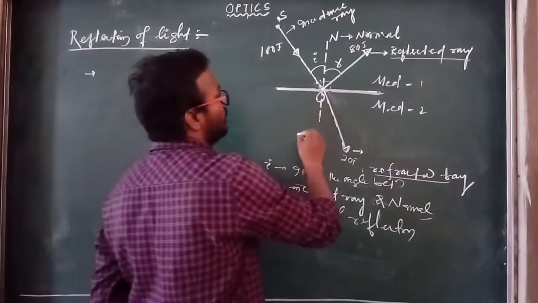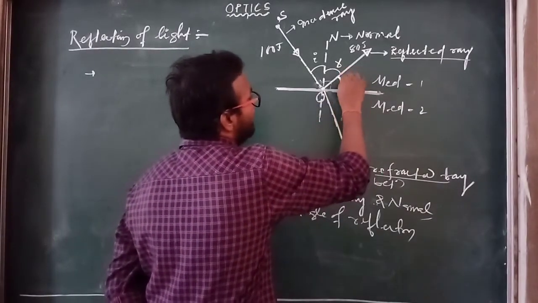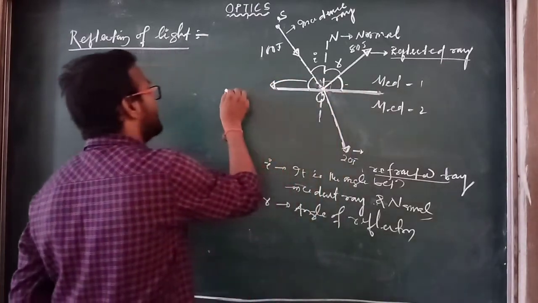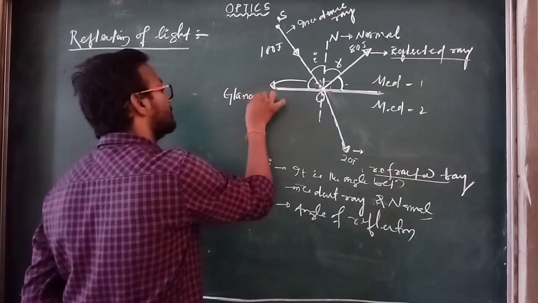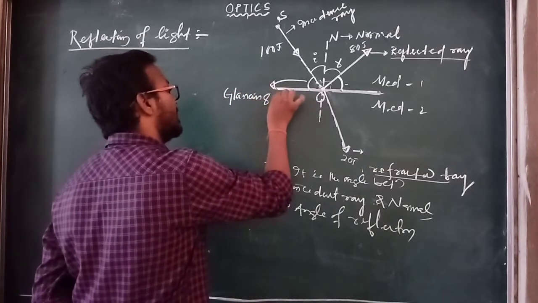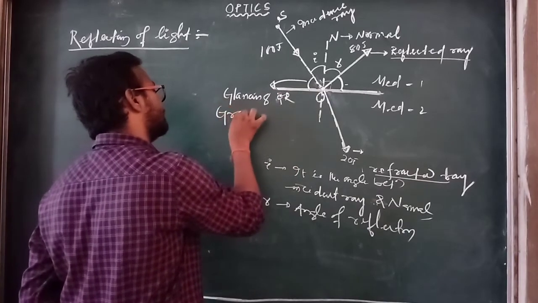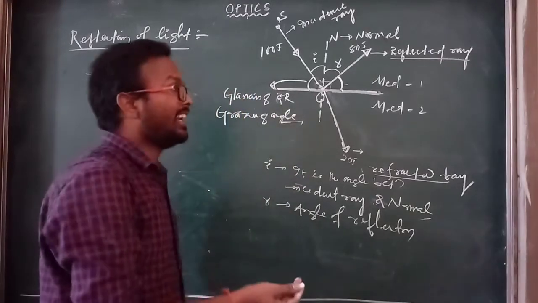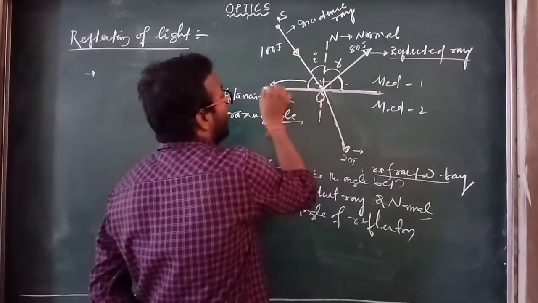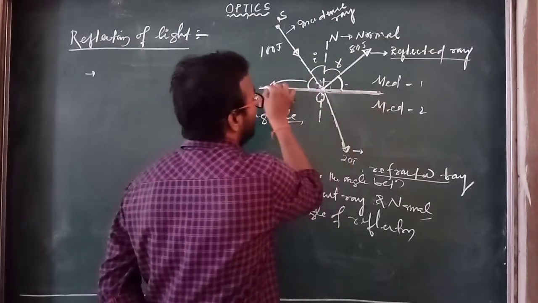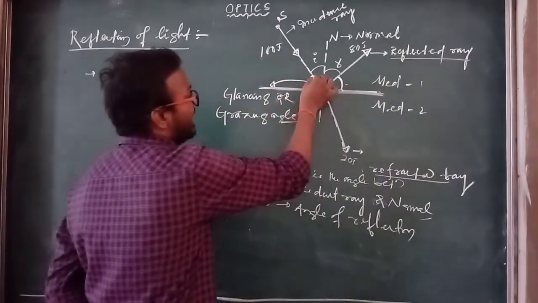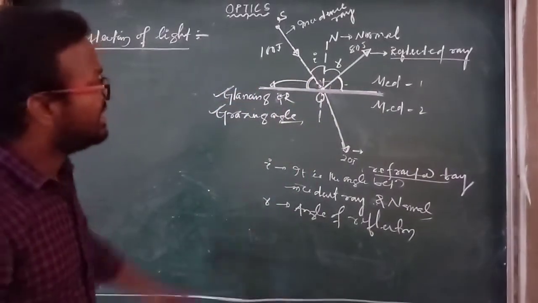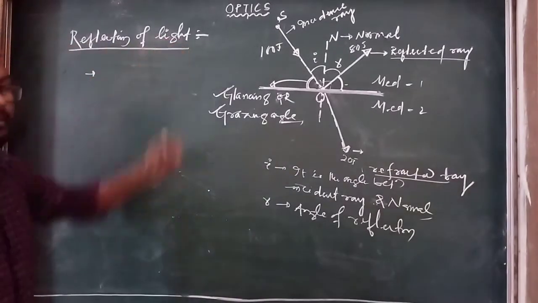Clear? And there are another two angles, this angle and this angle. This angle is known as the glancing angle, or the grazing angle. So what is the grazing angle? The angle made by the incident ray with the boundary or the surface of the boundary is known as the glancing angle or grazing angle. Clear? These are all about reflection of light.